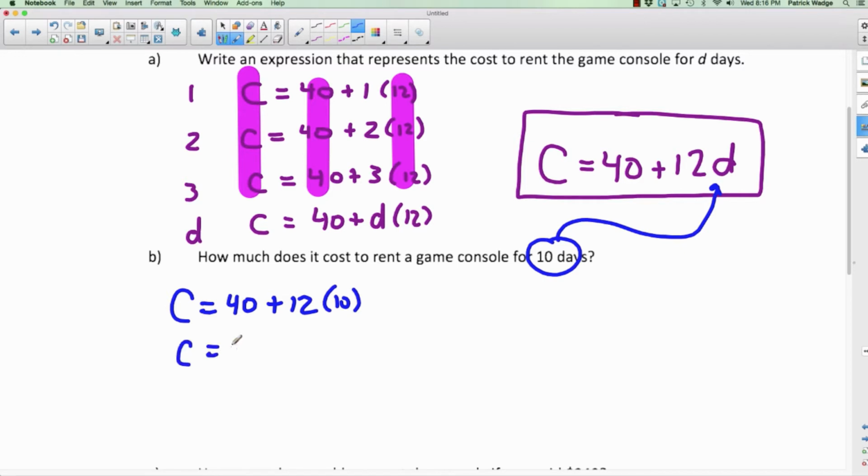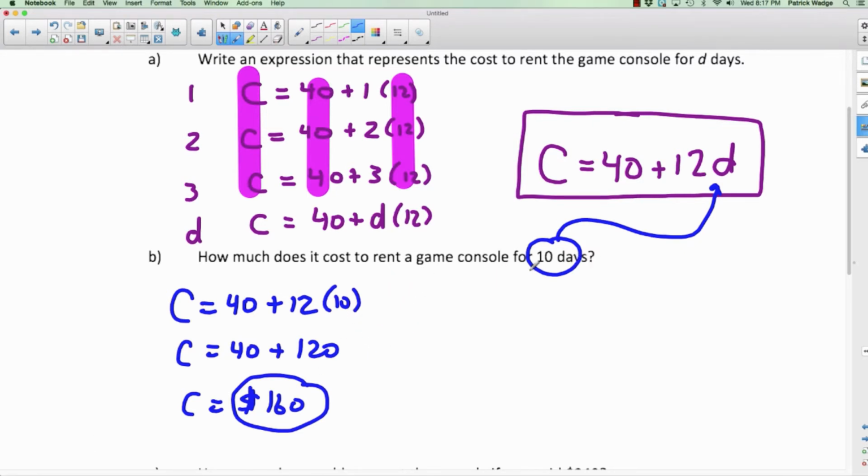Okay, so then the cost is equal to 40 plus 12 times 10. Well, 12 times 10 is 120, and 40 plus 120 is 160. It would cost $160 to rent it for 10 days. Whoa, pretty expensive. By the way, in your book, they also ask a question, what's the cost per day?